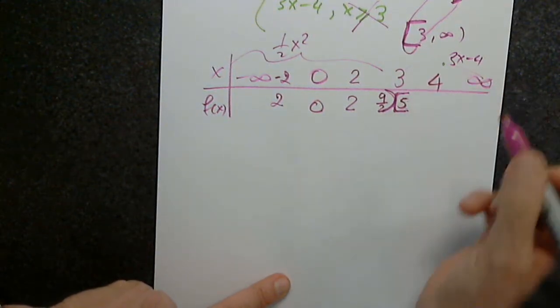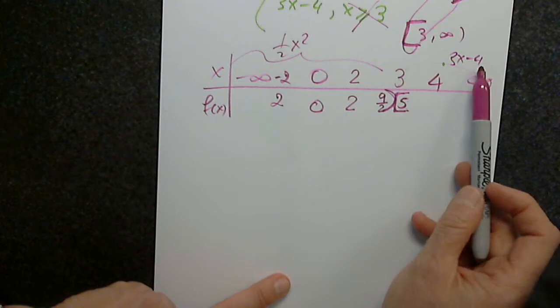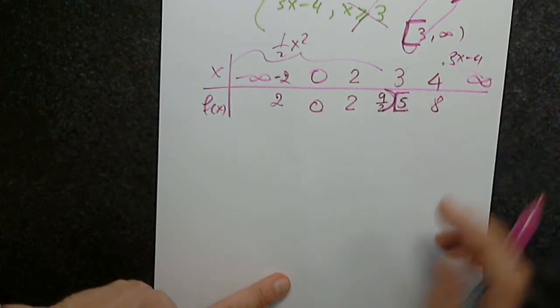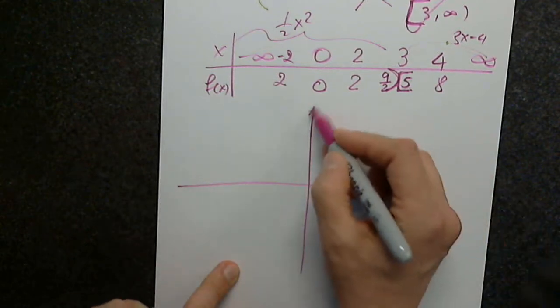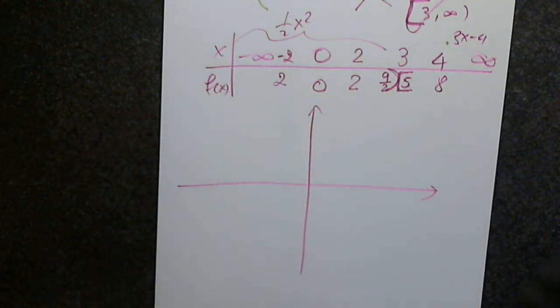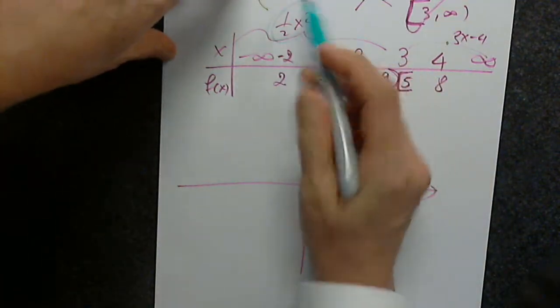And I'm also going to use 4. That's 12 minus 4, which is 8. And that's good enough. I don't need more points. That's more than enough, actually. So I know how to graph this.